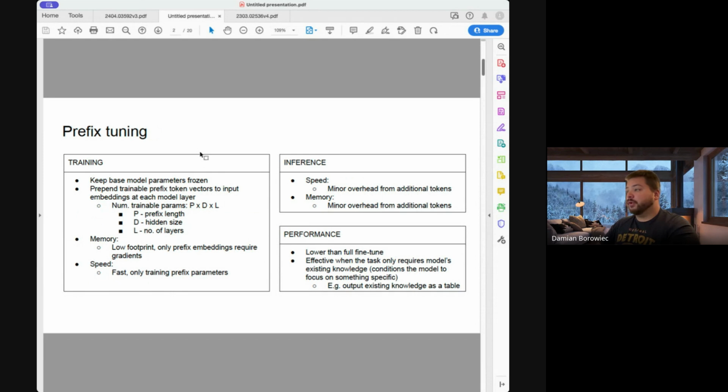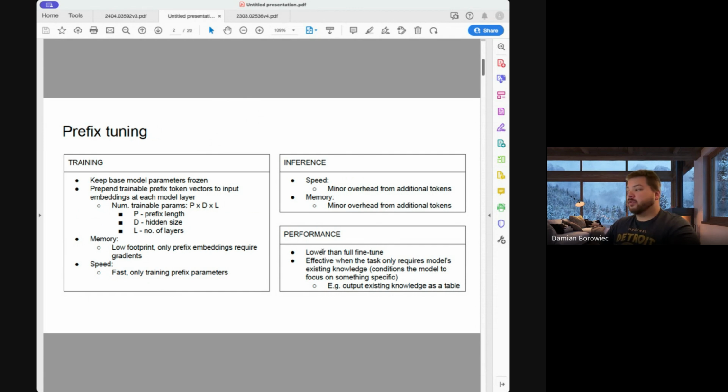Another approach is prefix tuning. We keep the base model parameters frozen, and then we prepend trainable prefix token vectors to the input embeddings at each model layer. This reduces the amount of trainable parameters that we have to adapt during the process, so it's a lower footprint and it's faster because we're only training those select parameters of the prefixes. There's some minor overhead in terms of inference, but not much.